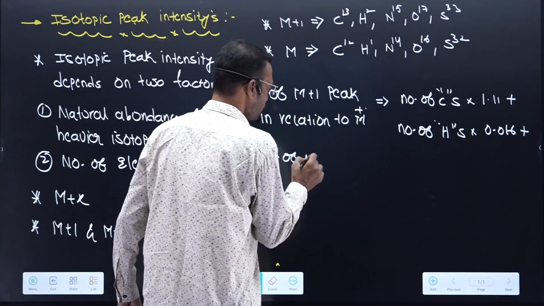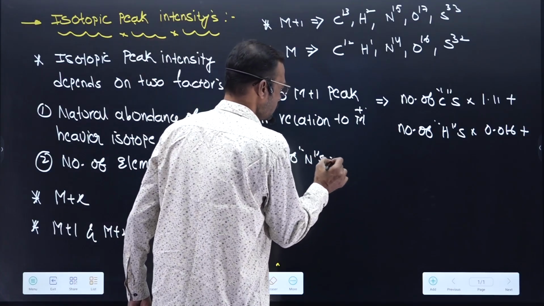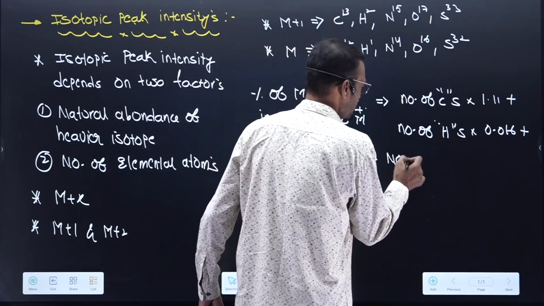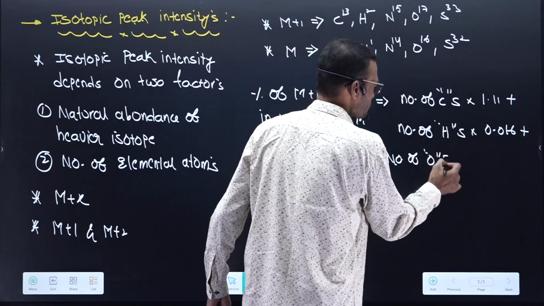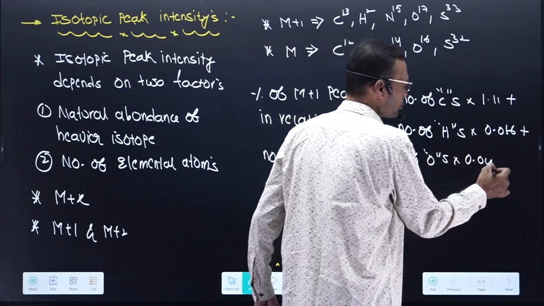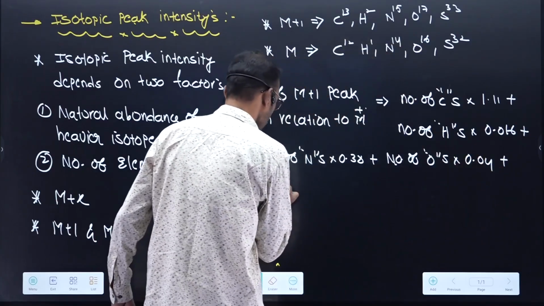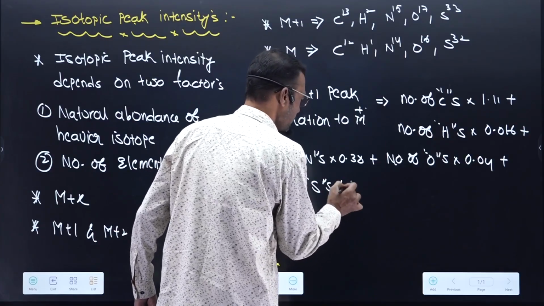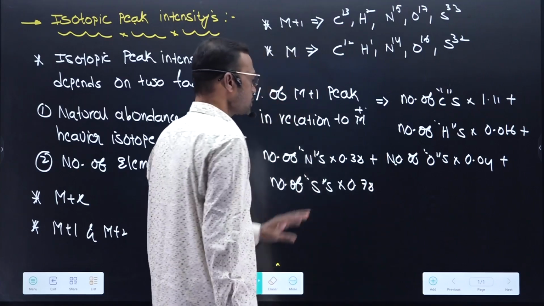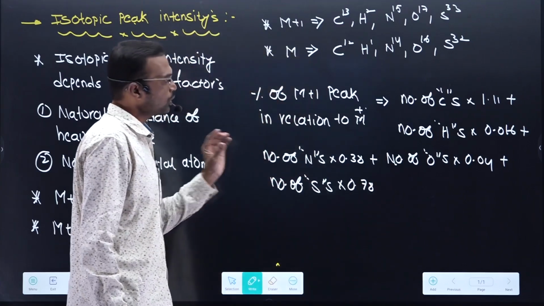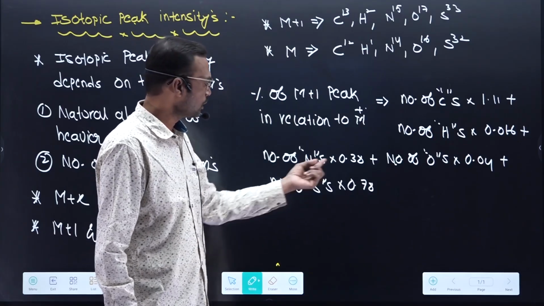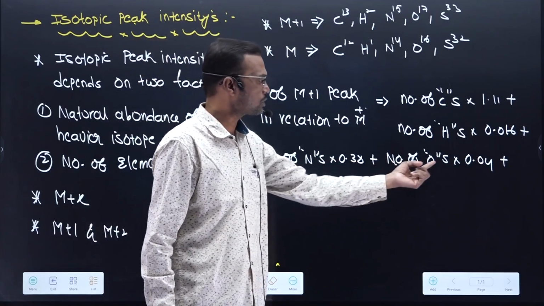Okay, number of nitrogens multiplied by 0.38 plus number of oxygens multiplied by 0.04 plus number of sulfurs multiplied by 0.78. Suppose in that particular molecule, if sulfur is present, we need to multiply with this value. If nitrogen is there, multiply with this. Oxygen is there, multiply with this.